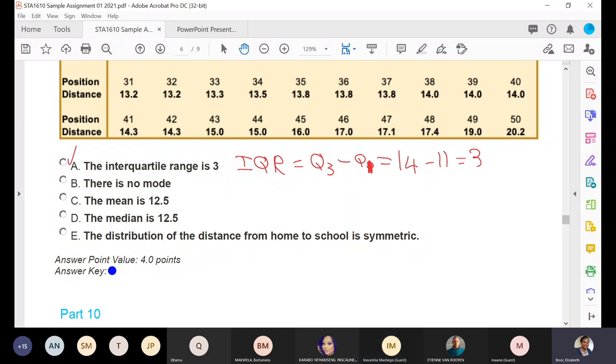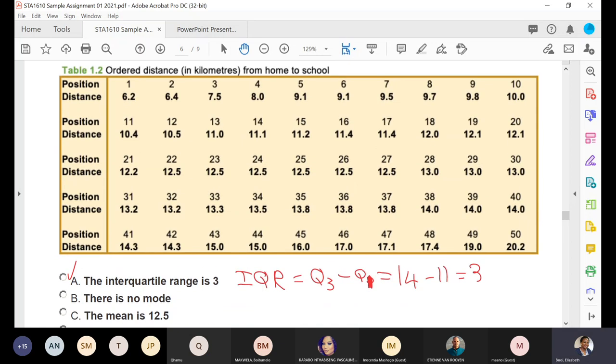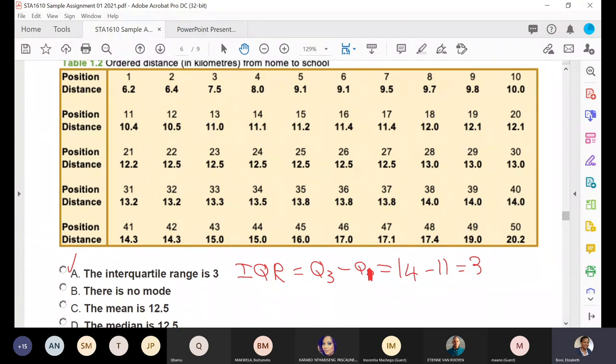It says there is no mode on this. So remember, the mode is the number that appears more than the others. If you look at the values, already I can see that 9.1 and 9.1 appears more than the others, but it might not be the mode value. So I must look for other values that appear more than the others. 12.1 and 12.1, and 12.5 and 12.5 appear more than the others, because these are 2, these are 3. 14.0, there are 3 only, and these are 2.